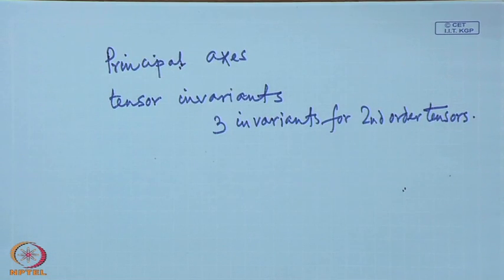Now, see, the tensors are represented by matrix. Tensors are usually represented by matrix, but you should remember that there is some difference between a matrix and tensor. Since tensors are represented as matrix, any type of matrix operation that you can perform on matrix can be performed on the tensors also.